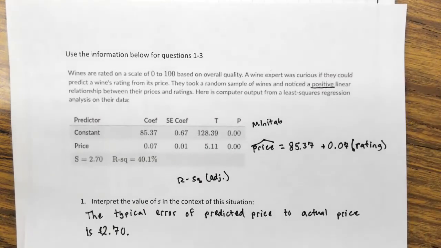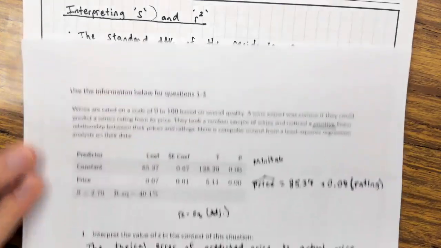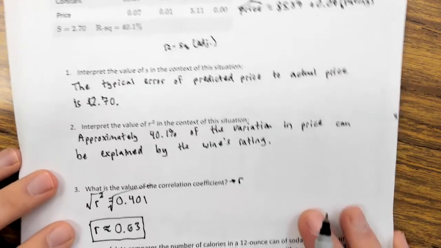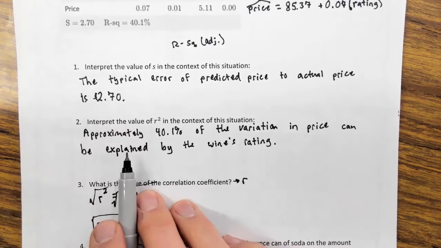And then the second thing was just being able to interpret the coefficient of determination, which was right here, the R squared. Again, that's just talking about how much variation can be predicted or explained by the explanatory variable.